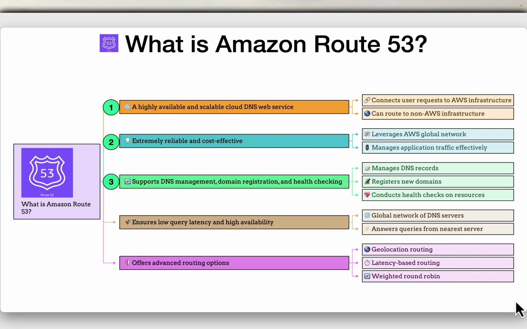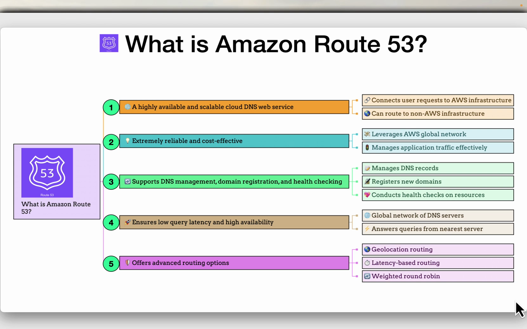3. Supports DNS management, domain registration, and health checking. Route 53 provides a comprehensive service that includes managing DNS records, registering new domains, and conducting health checks on your resources to ensure smooth traffic management. 4th, ensures low query latency and high availability for your applications. With its global network of DNS servers, Route 53 is designed to automatically answer queries from the nearest server, ensuring low latency and high availability for your applications.